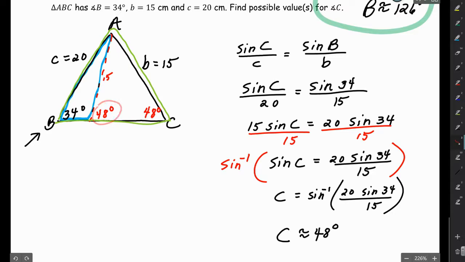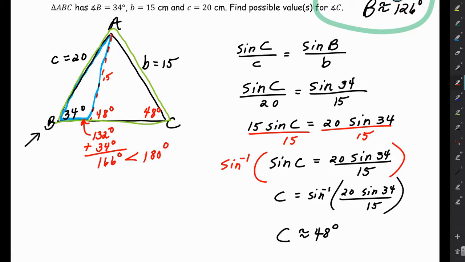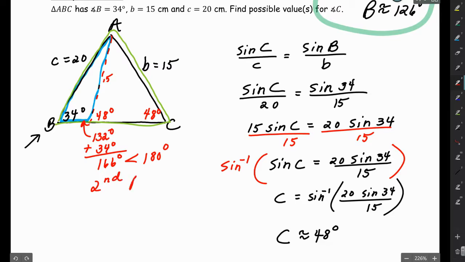So if this is 48 degrees and this angle here is a linear pair with 48 degrees, 180 minus 48 degrees gives me a value of 132 degrees. So is 132 plus 34 less than 180? Well, 132 degrees plus 34 degrees gives me 166. Well, 166 is less than 180. So we know that the blue triangle is also a possibility. So we know that we have a second possible solution. All right, and the second possible solution is that C is approximately 132 degrees.